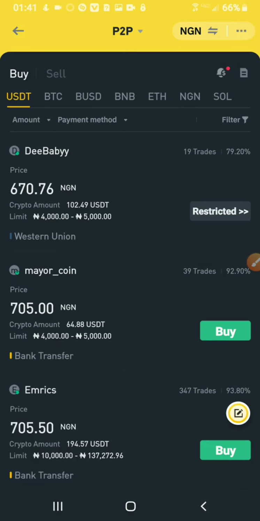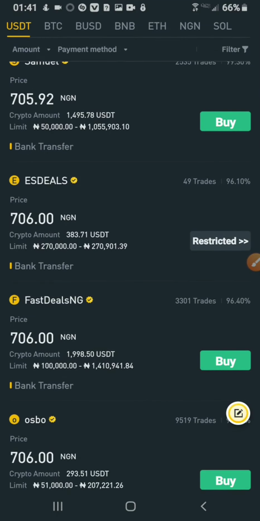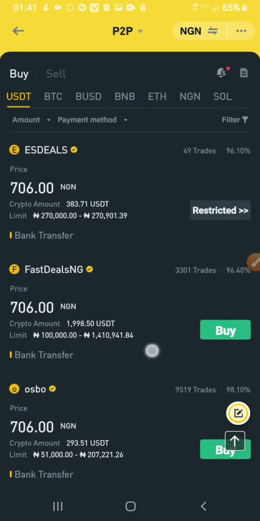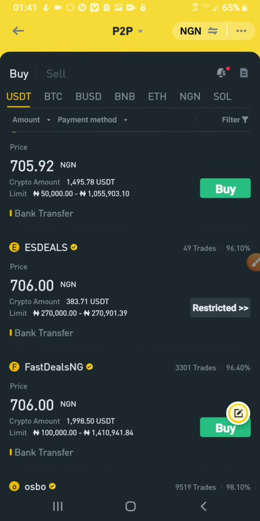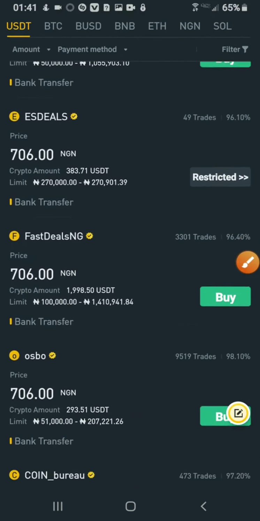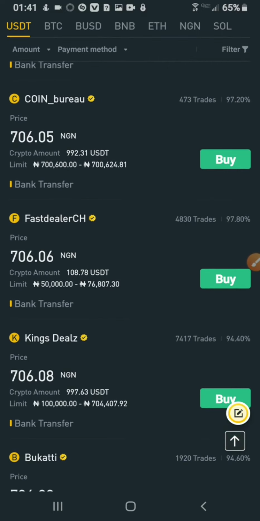So from here we are going to be looking at the different rates. So you can see from here you should be looking at the best rates that suit you. Is that okay? So you can see this person's limit. Always look at the limits, the ranges that they are buying from. So we can go down, we look, okay, this is from 50,000 to 76,000. So this falls within our range.